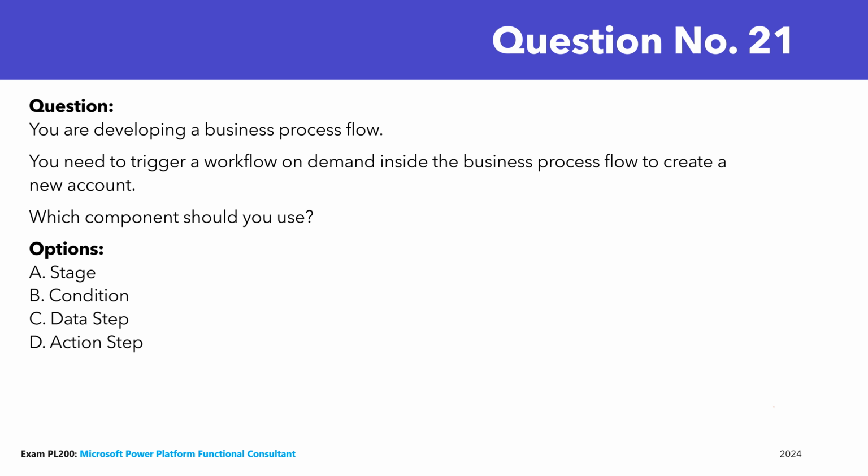Question. You are developing a business process flow. You need to trigger a workflow on demand inside the business process flow to create a new account. Which component should you use? Options. A. Stage. B. Condition. C. Data step. D. Action step.